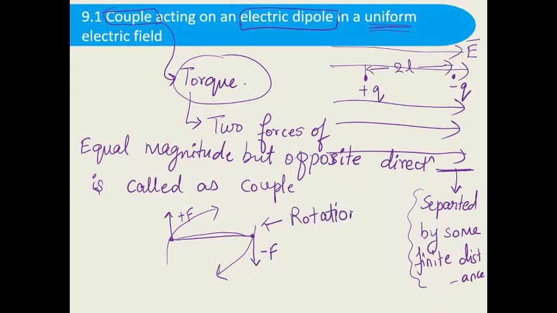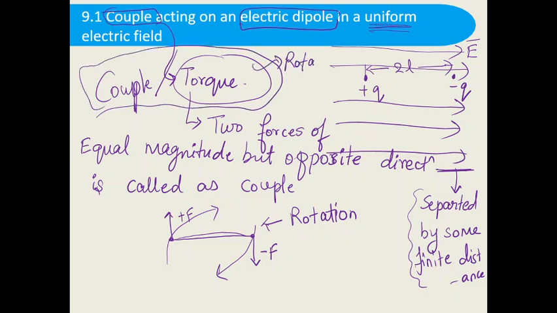That means if there is a word named couple, or a torque, what does torque or couple result in? Rotation. It results in rotation. So a couple acting on an electric dipole in a uniform electric field means the electric dipole, that is plus q charge and minus q charge, are going to rotate if they are present in a uniform electric field. Okay, let us see how they will be rotating.